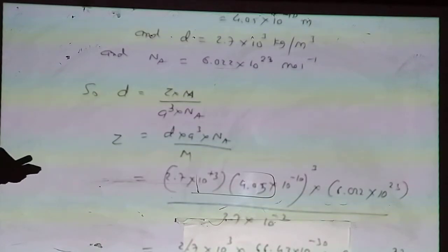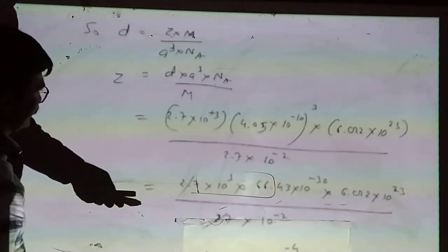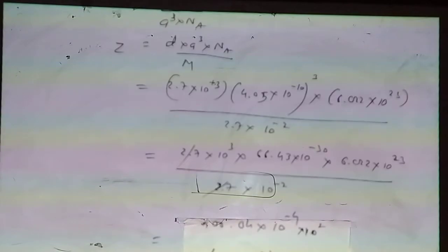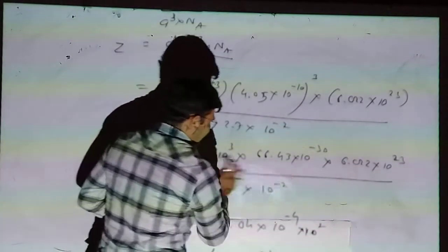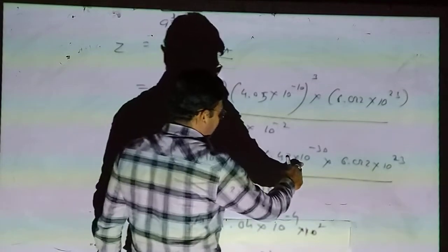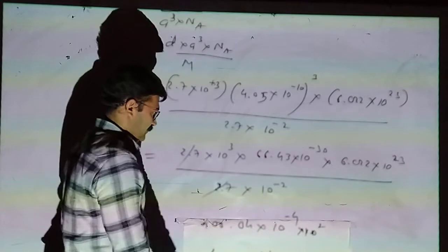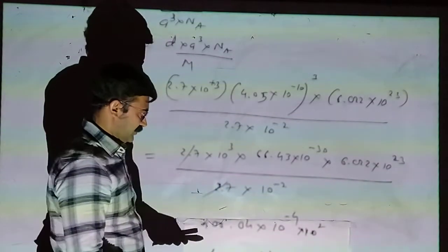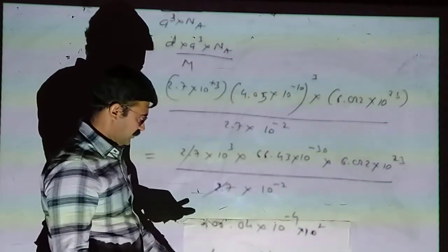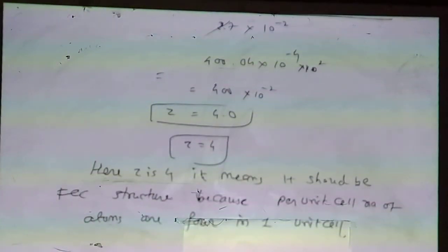So 2.7 × 10^3 is density, times (4.05 × 10^-10) cubed, then Avogadro number divided by atomic mass. So 2.7 cancels with 2.7, leaving 10^3. Cube of 4.05 is 66.43, times 10^-30, times 6.023. The 10^-4 and the 10^2 combine to give minus 2. So the value of Z is 4.